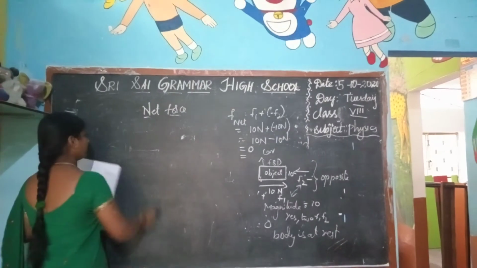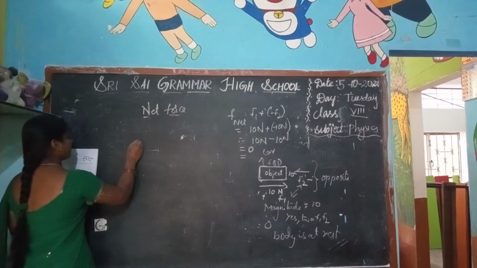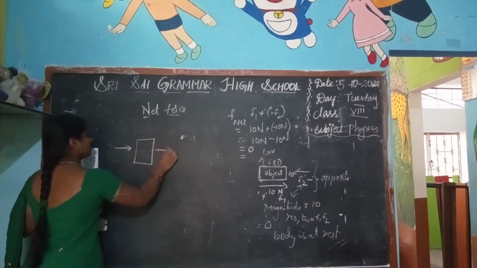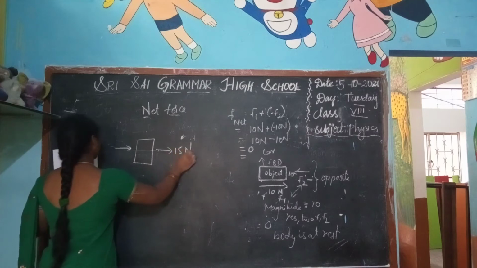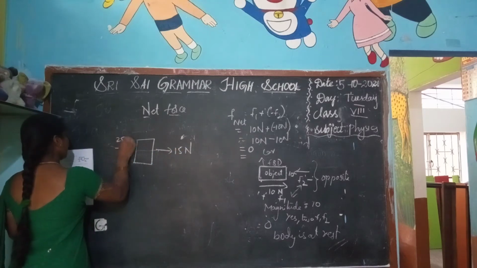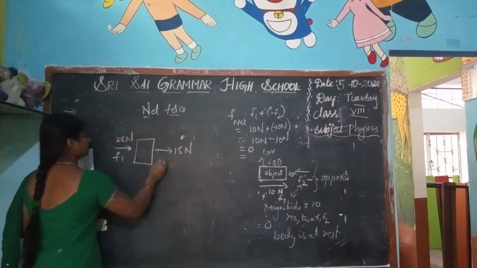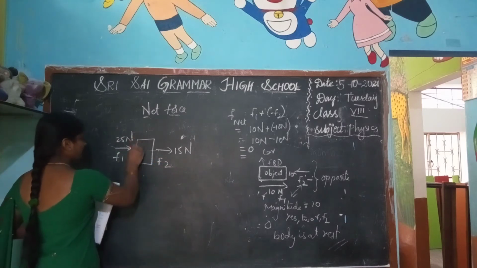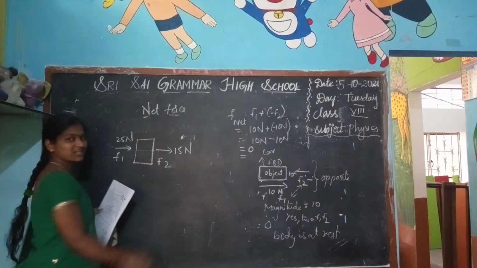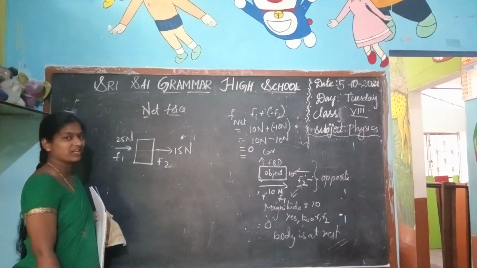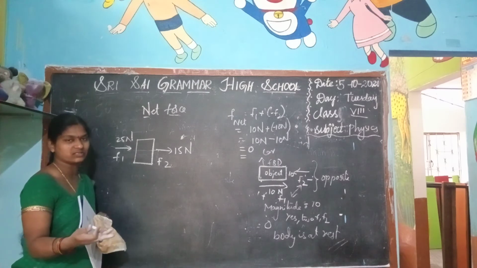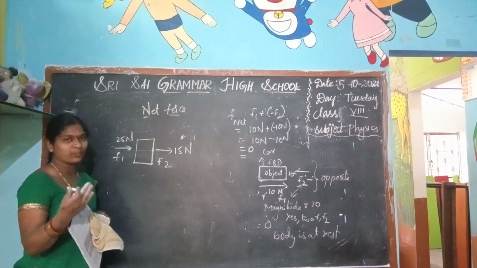Now, for example, this is one body which is vertical. It has forces of 15 newtons and 25 newtons. This is F1, this is F2. Can you observe this diagram, which is vertical in shape? Now we don't know whether it is in motion or at rest.